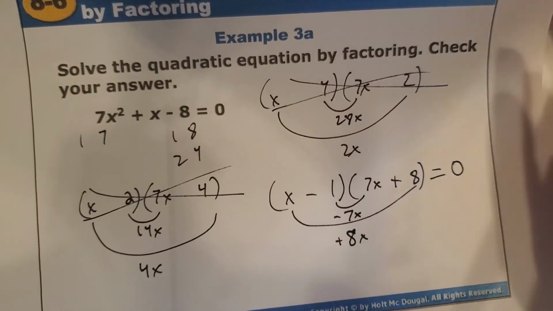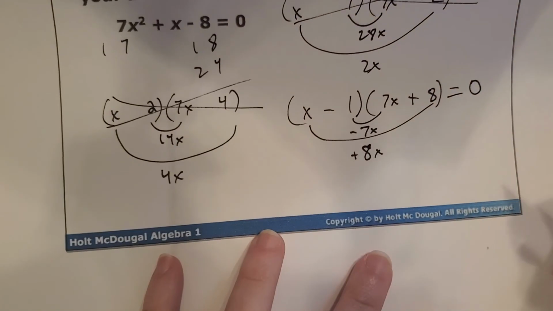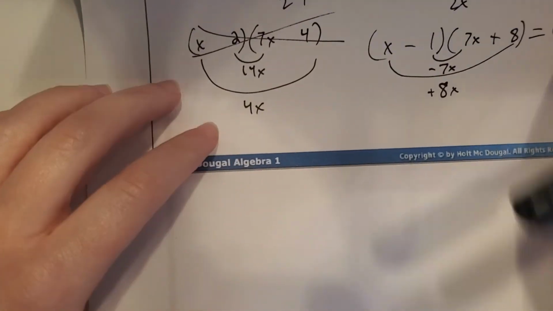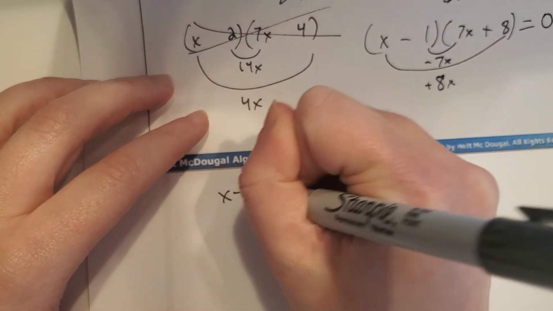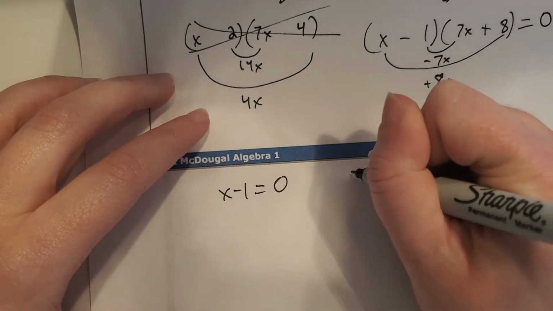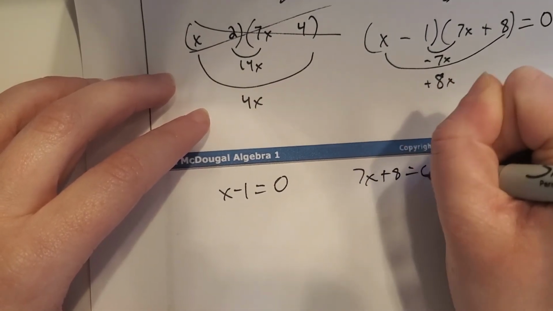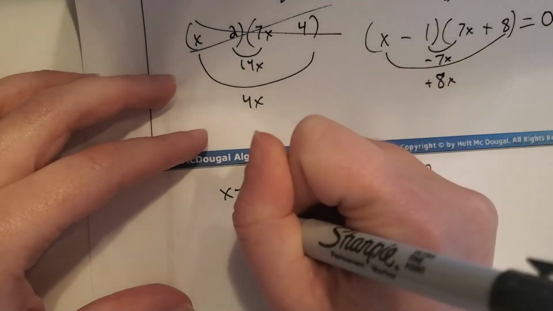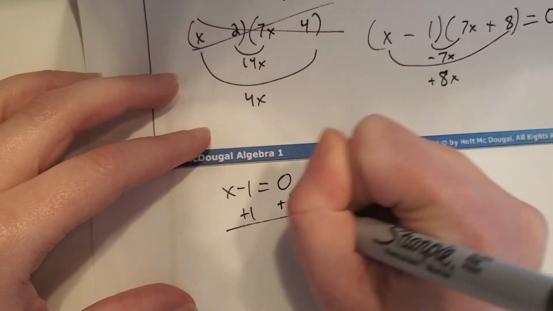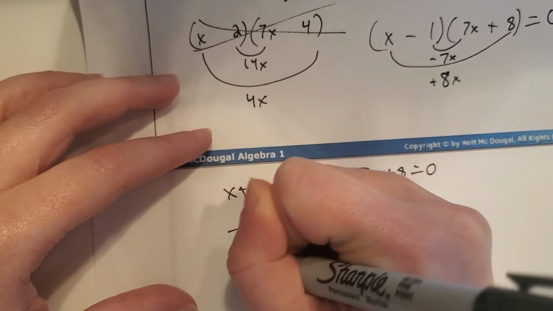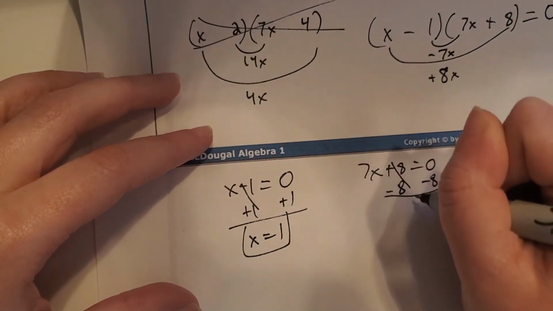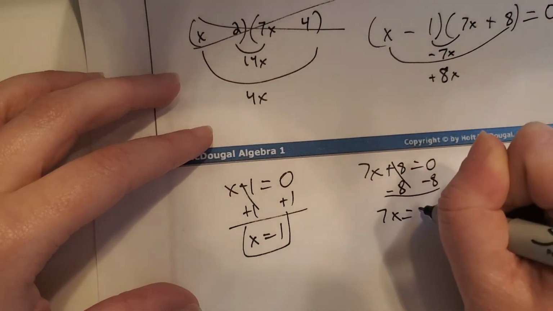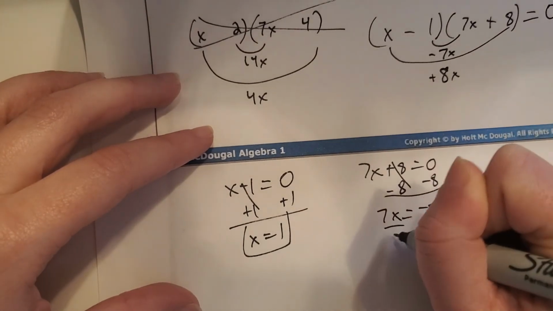And then it's just a matter of solving. So same kind of thing as before. Let me do this down here. X minus 1 is equal to 0. And 7x plus 8 is equal to 0. So again, solve it the same way you normally would. X is 1. Minus 8. 7x is equal to negative 8.